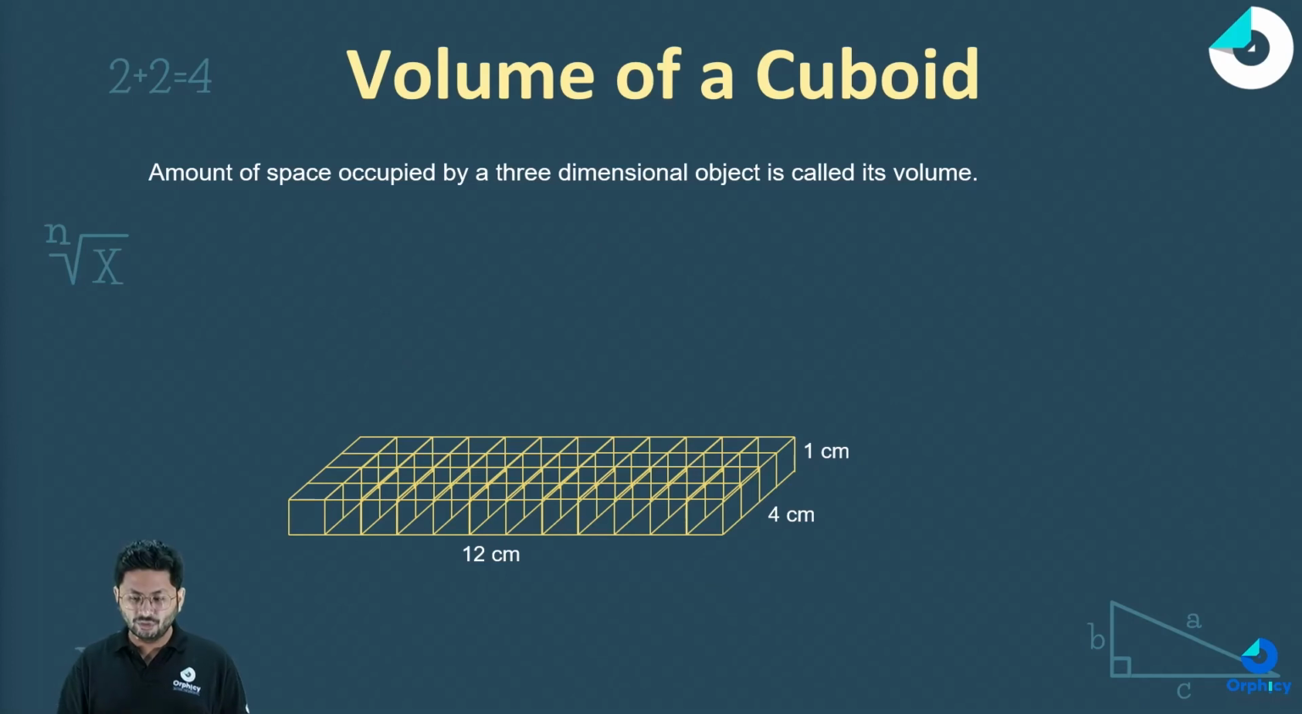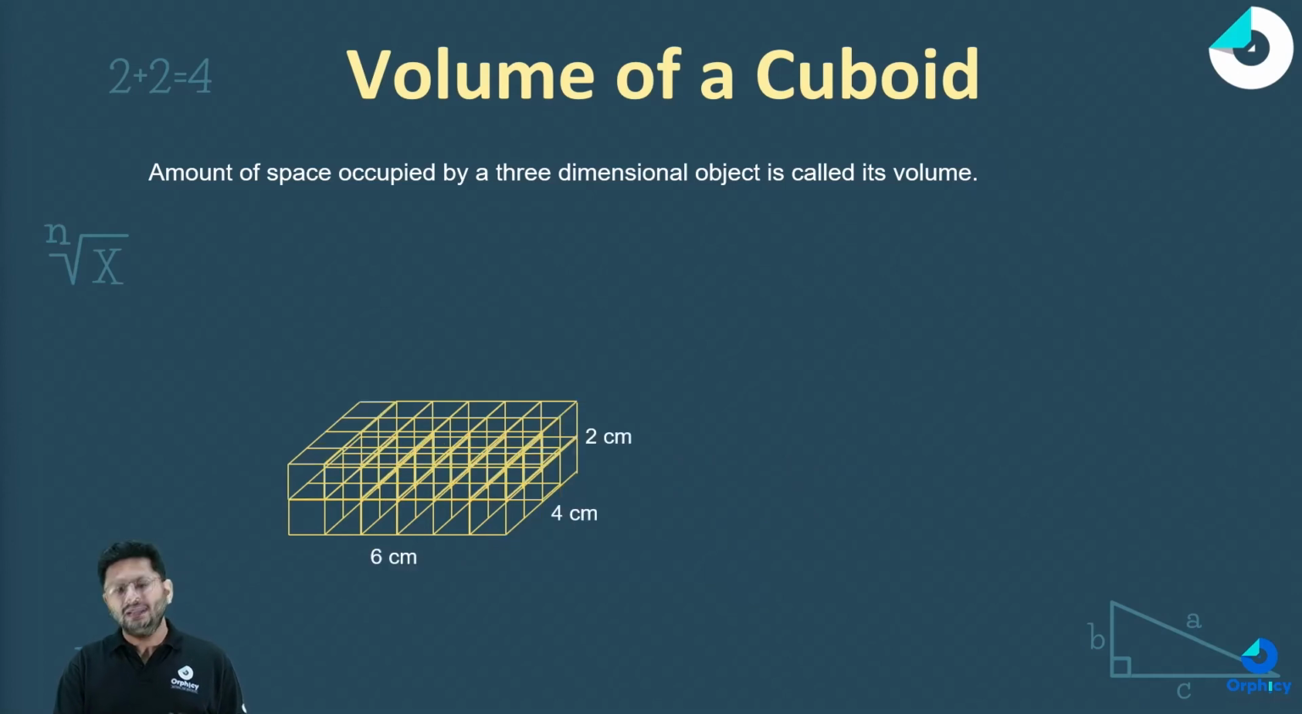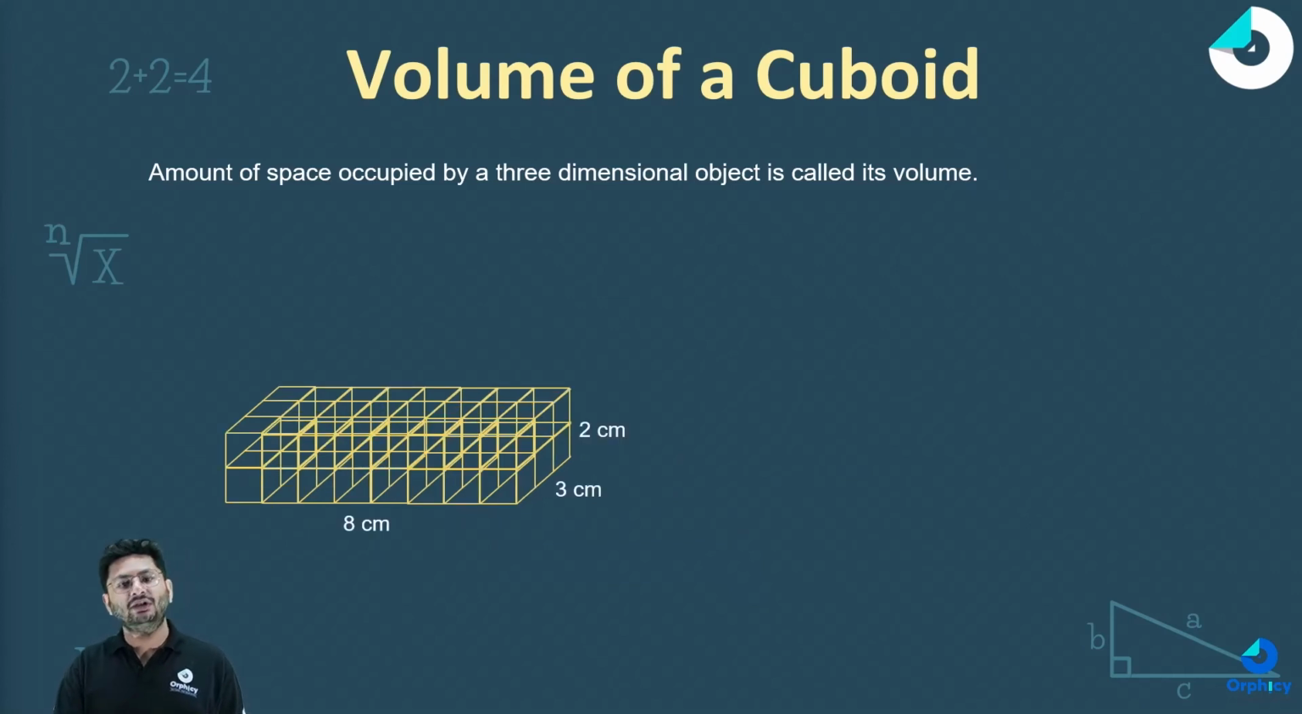Now volume of a cuboid is equal to length into breadth into height. So if I talk about this cuboid, what will its volume be? 12 into 4 into 1, that is 48 centimeter cube. For this cuboid, 6 into 4 into 2, that is again 48 centimeter cube. And for this cuboid, 8 into 3 into 2, that is again 48 centimeter cube. So many different objects can have the same volume.